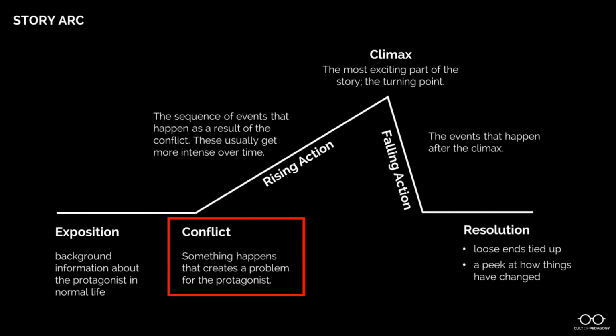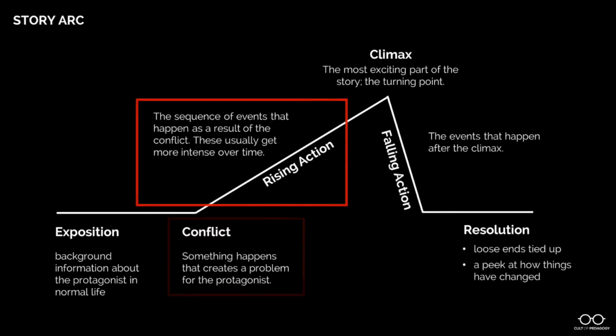The next part is conflict. This is when something happens that creates a problem for the protagonist or causes a shift in this normal state. It is the first piece of action, which leads me to the next section of rising action. The rising action is a long sequence of events and is what makes up the majority of the story. It is often classified as everything that happens between the initial conflict and the climax.